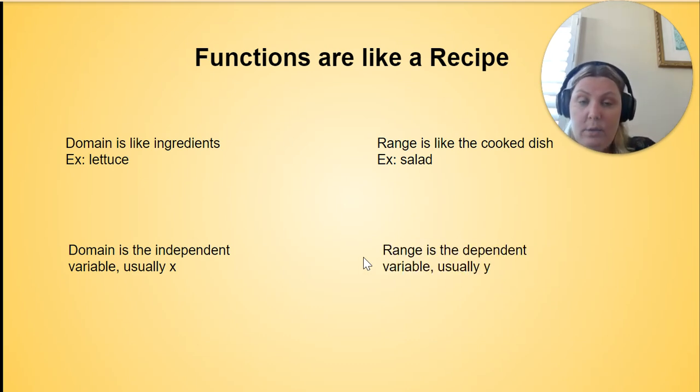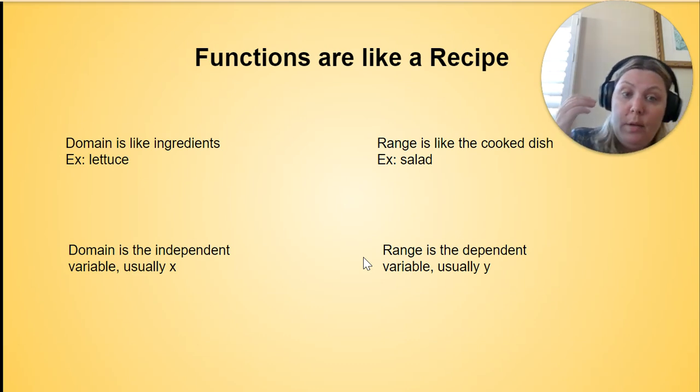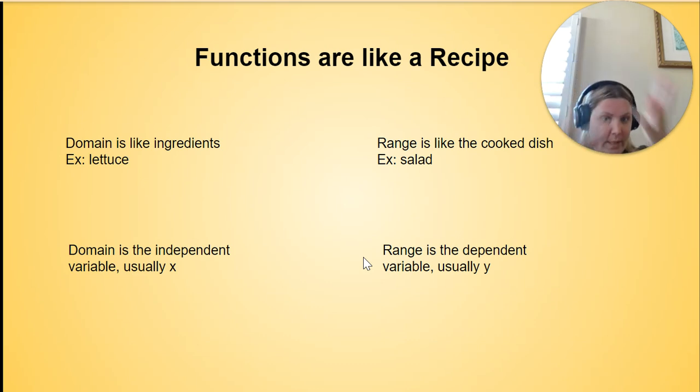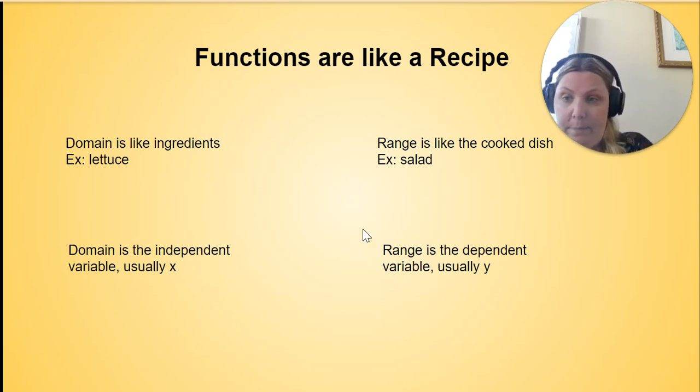Now, why not so much, right? If you chop up spinach, you are not gonna get coleslaw, right? Because coleslaw has to be made with cabbage. So this is why we call range, the cooked dish, the dependent variable. And what does it depend on? It depends on X, right? And we denote range by letter Y.